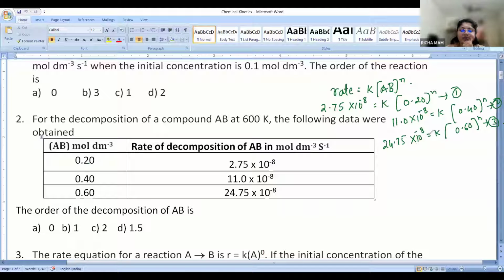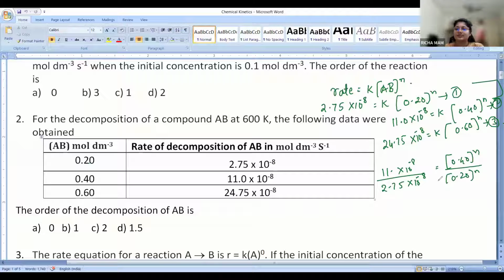So now what will we do? We will divide 2 by 1. We will divide these first two. So 2 by 1: 11 into 10 raised to minus 8 divided by 2.75 into 10 raised to minus 8 is equal to 0.40 raised to n over 0.20 raised to n. So substitute and find out. 11 divided by 2.75 is 4.